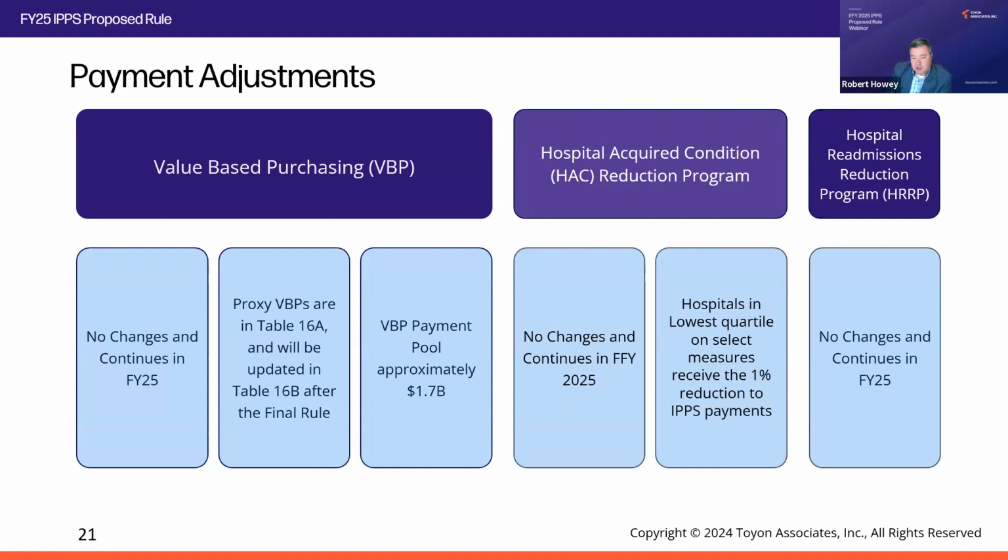The hospital readmissions reduction program, really no changes with that, continues in fiscal year 25. Pretty much all hospitals are subject to at least some sort of reduction under the HRRP program. Remember, it is limited to no more than a 3% reduction. Most of them are just between 1% and 2%.